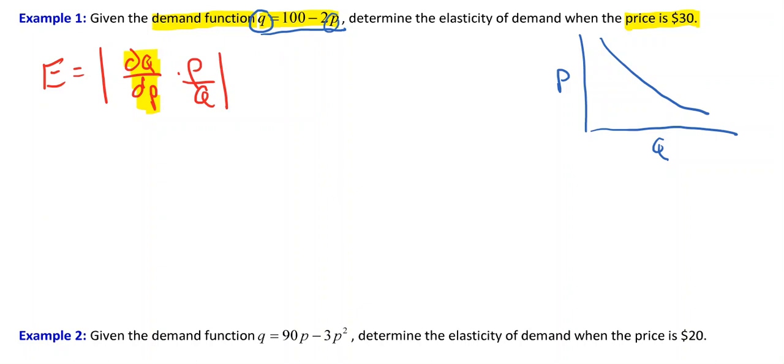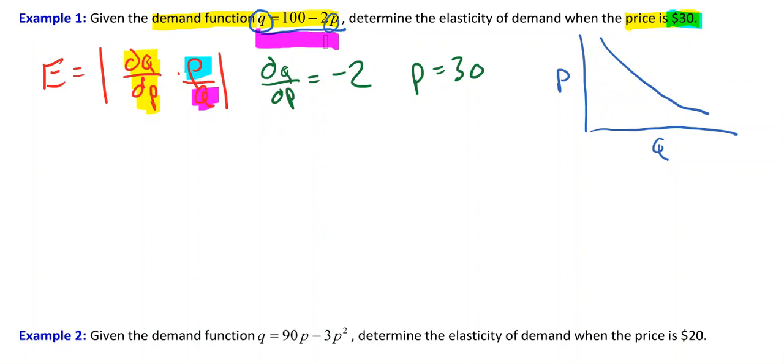So the first thing that we need is the derivative of q with respect to p. So let's find that. dq dp is equal to -2. Well, the other thing that we need is p. Well, we have that. P is equal to 30. And one last thing that we need is q. We don't have that. But what we can do is use the demand function to find q. So q is equal to 100 minus 2p. So q is going to be equal to 40.